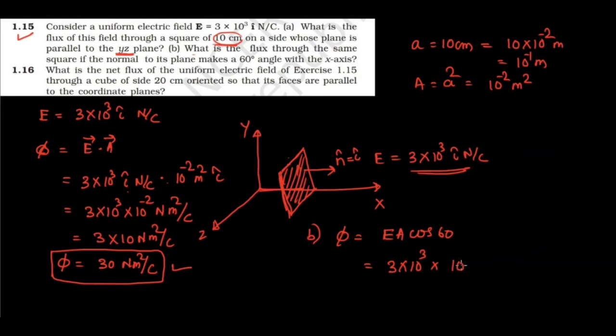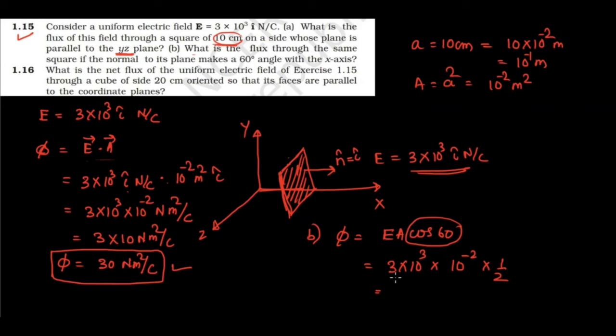A is 10 to the power minus 2 into cos 60, which is half. Is that clear? So if you are writing cos theta, then there is no need to write i cap or j cap. If you are not writing cos theta, like in the first case, then you can write E dot A and then mention the unit vector.